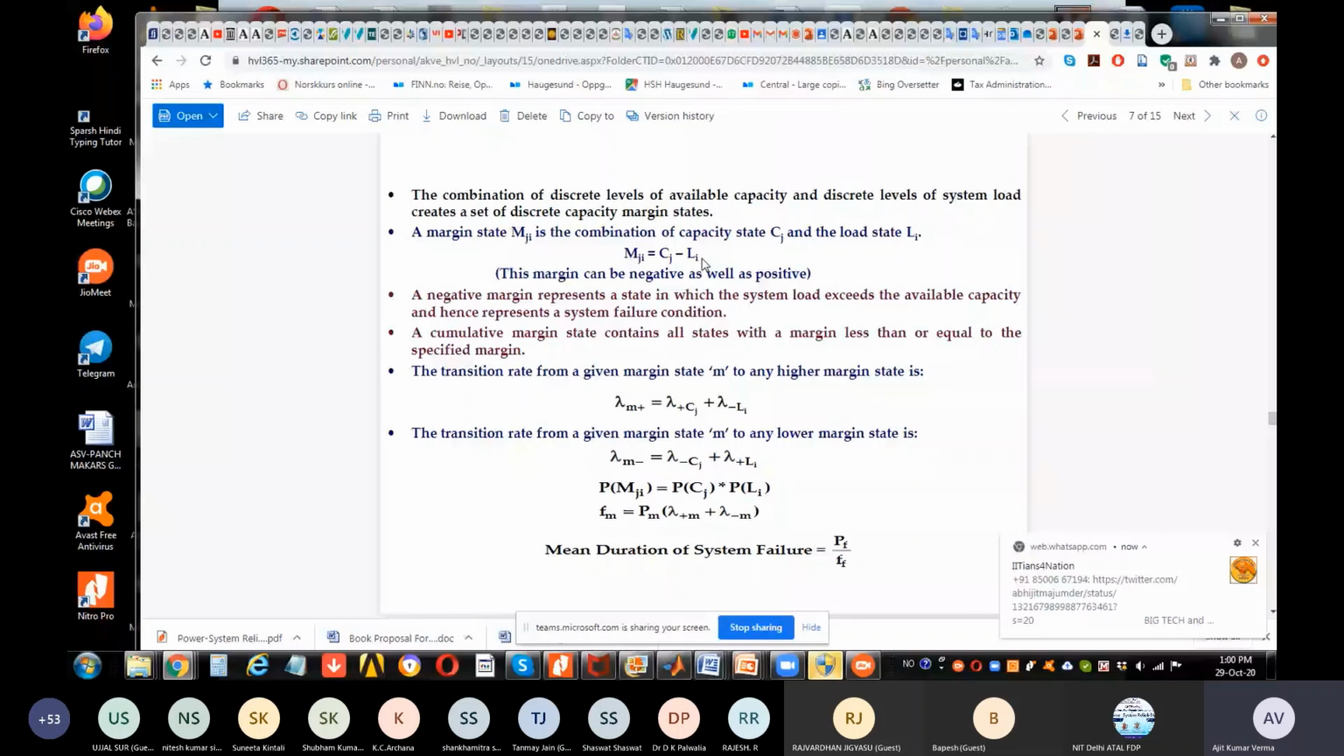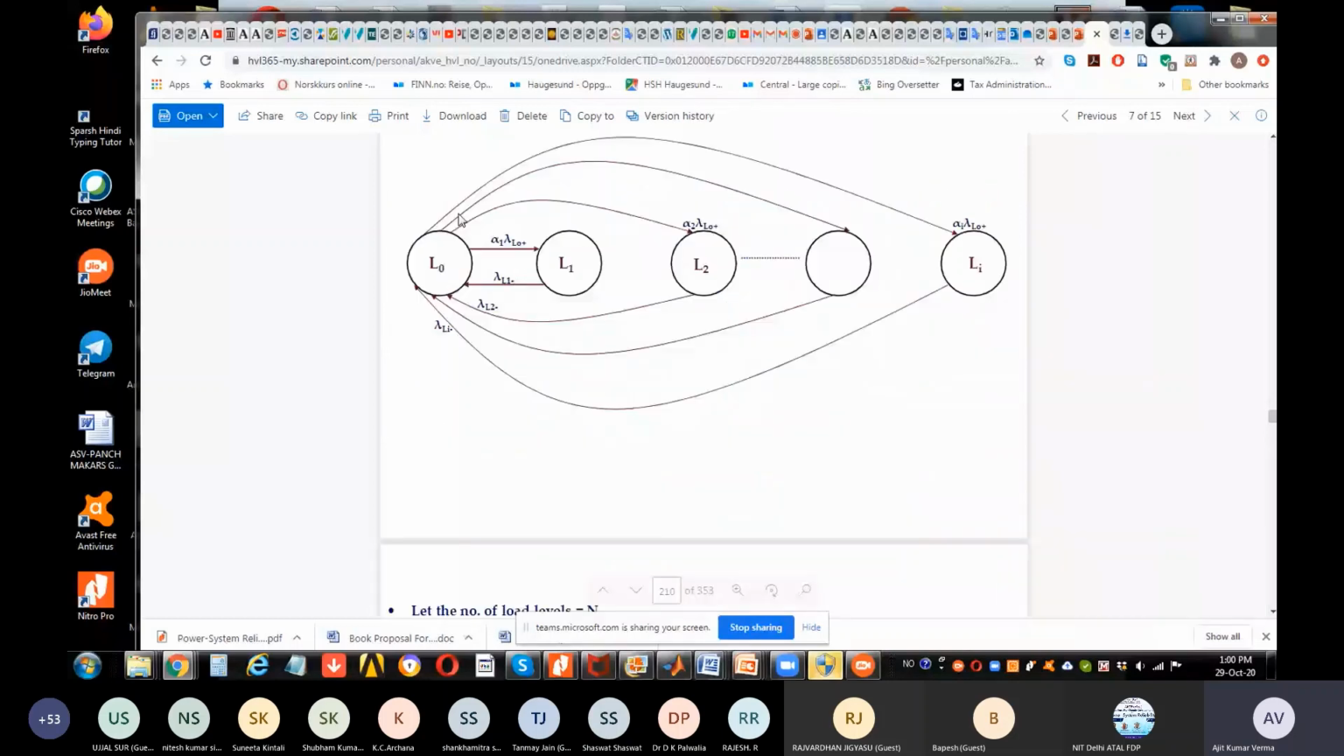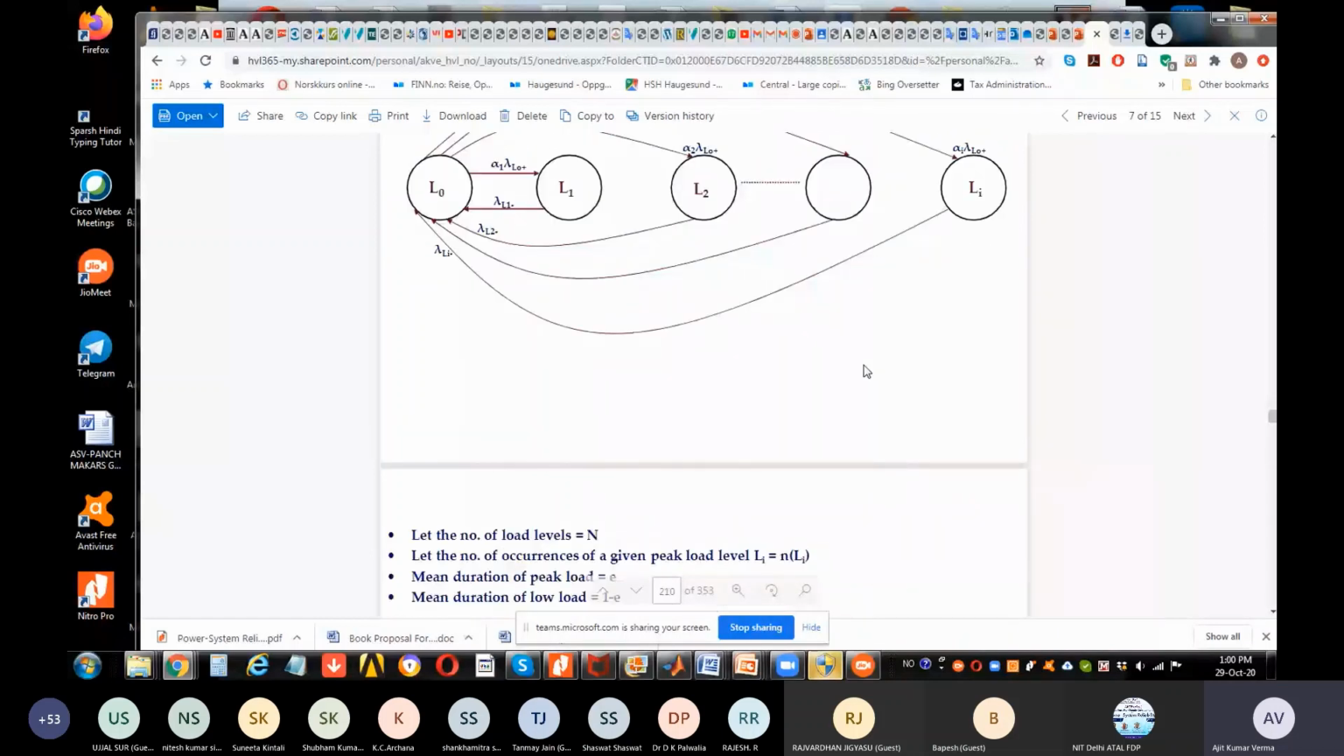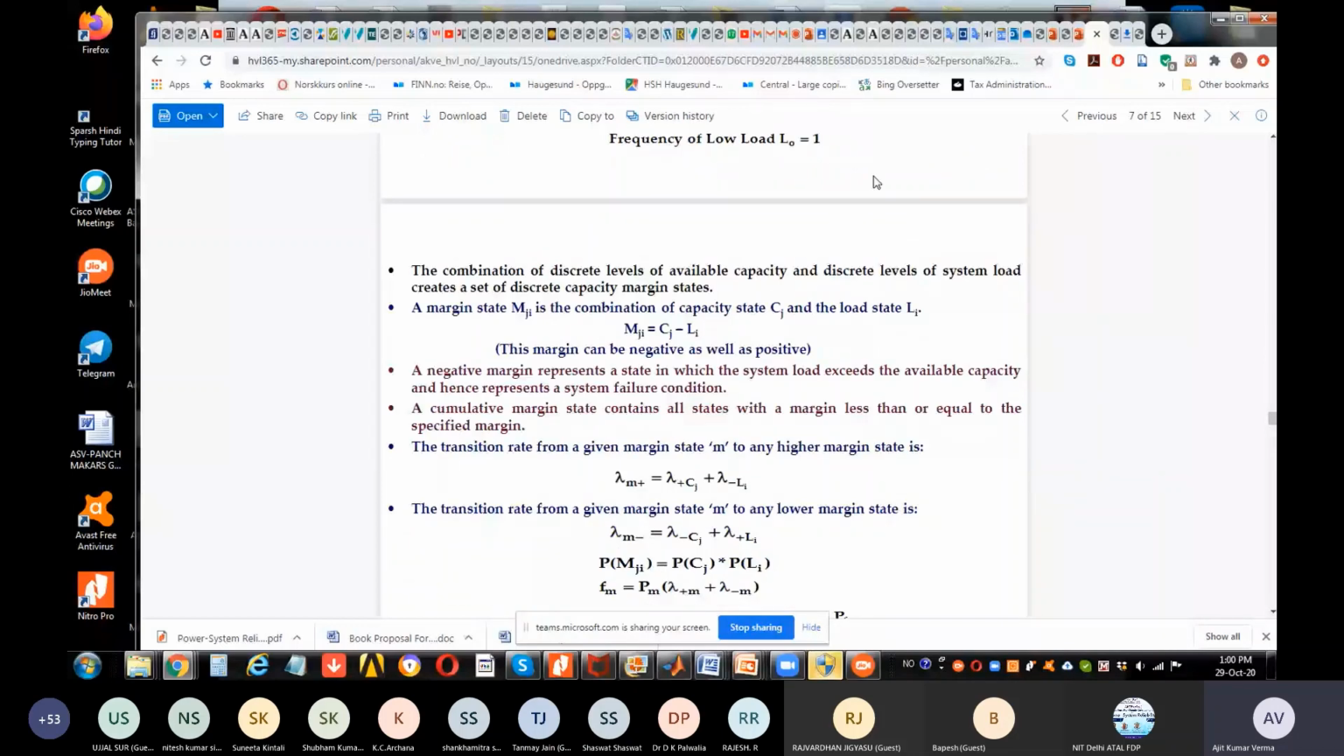This is a load state model. And you already know the capacity state models. You have seen those Markov models, which we discussed yesterday. So those were for the capacity states. And then you have the load state model and you have the capacity state model. And because we are worried about success and failure, therefore we think of the margin. If the margin is positive, it's a success state; if the margin is negative, it's a failed state.